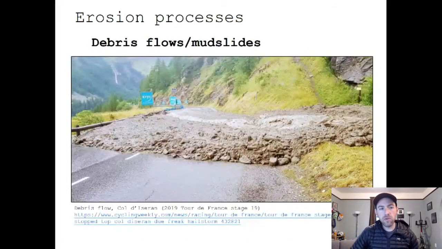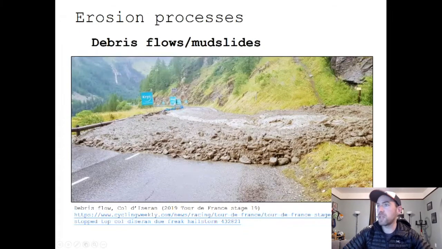Along this same continuum are debris flows and mudslides. This is a beautiful example of a debris flow on the Col du Saran in France. I believe this was in the Pyrenees. And this actually was a really spectacular one.